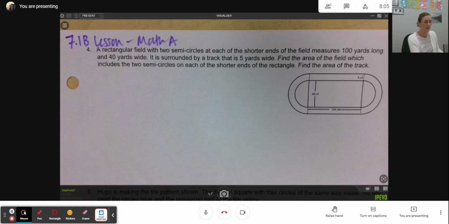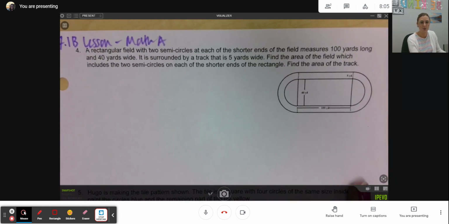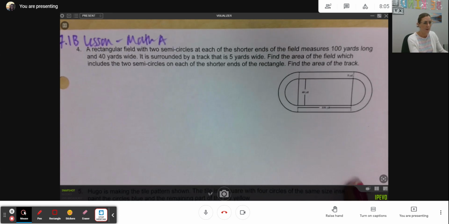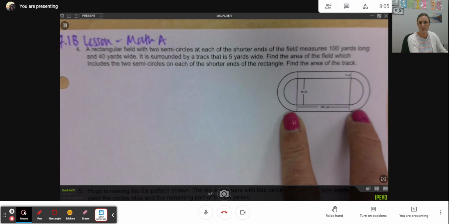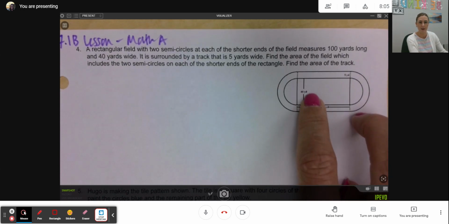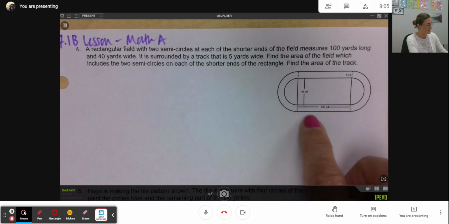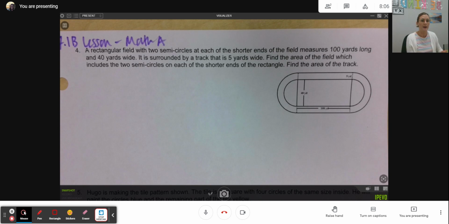All right, so number 4: a rectangular field with two semicircles at each of the shorter ends of the field measures 100 yards long and 40 yards wide. It is surrounded by a track that is 5 yards wide. So all around here is 5 yards. Find the area of the field, which includes the two semicircles on each of the shorter ends of the rectangle. And then find the area of the track.